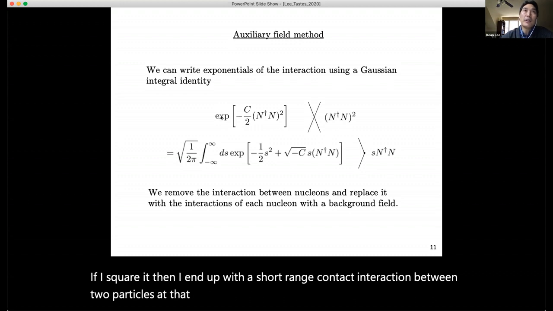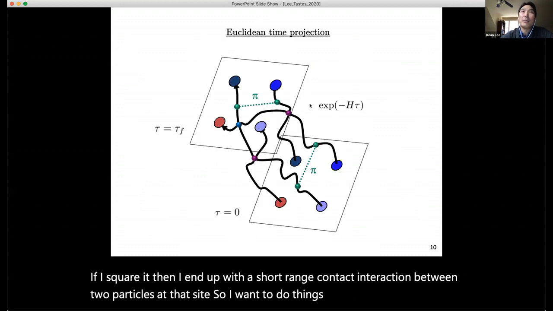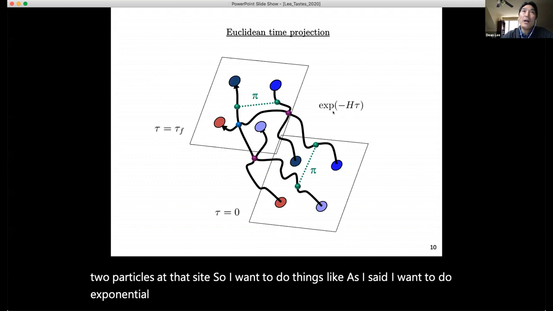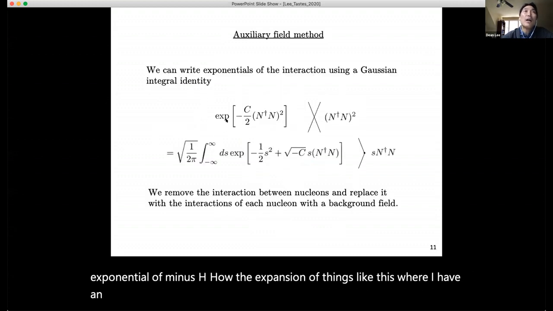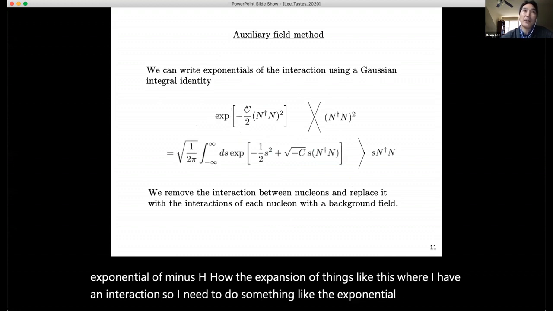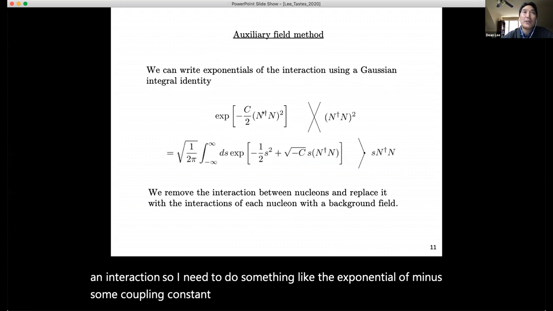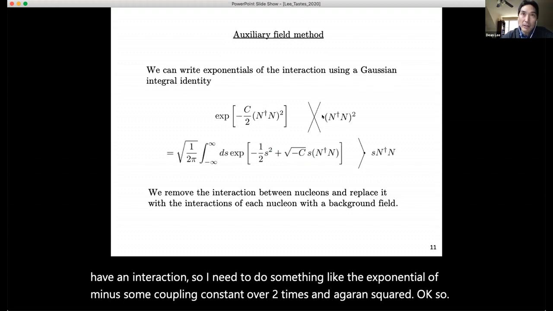So I want to do things like, as I said, I want to do the exponential of minus h tau, the exponential of things like this, where I have an interaction. So I need to do something like the exponential of minus some coupling constant over 2 times (n dagger n) squared. Okay, so this is my interaction, as I've just said.